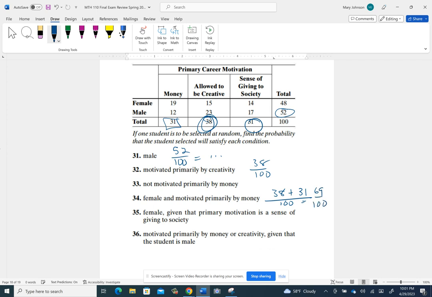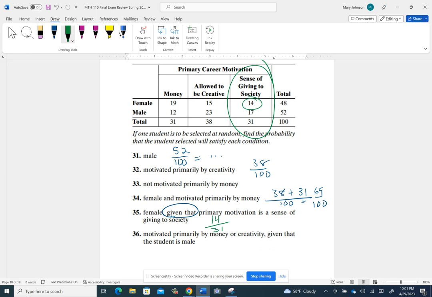Which means motivated by creativity and giving to society, out of 100, and that would be 69 out of 100. Female, now this is where these are the ones that are trickier, given that the primary motivation is a sense of giving to society. So let me change colors. Let me clean up this chart. Given that statement, female would be that. So 14 out of just 31.